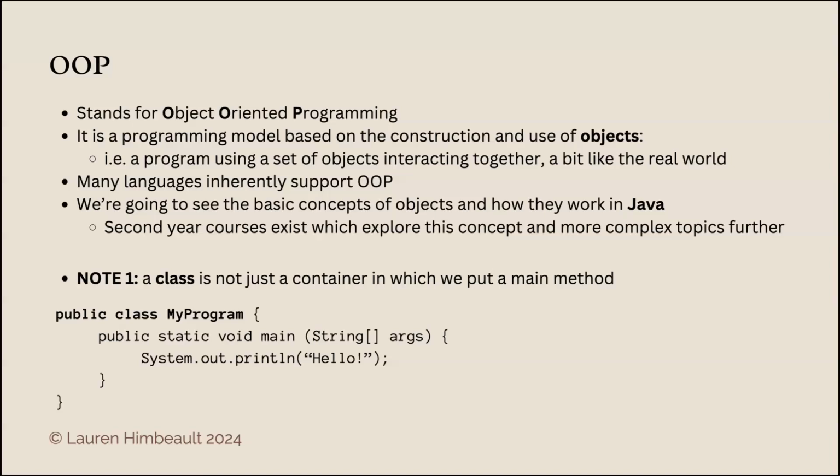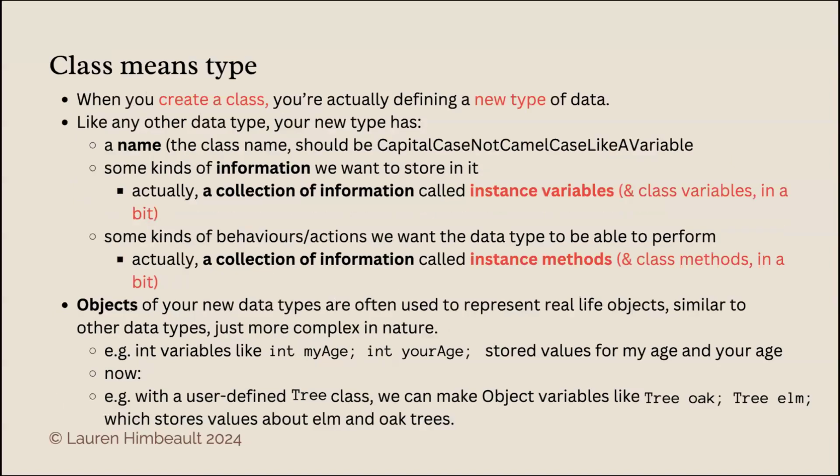The very first thing we have to start with is this idea of a class. We've been talking about classes where we put our main method, and we've sort of just been taking it for granted. We didn't really talk about what it actually was or what it meant. But it's actually not just a container in which we put our main method. It's actually like a data type, just like an int or a string. So when you create a class, you're actually defining a new type of data.